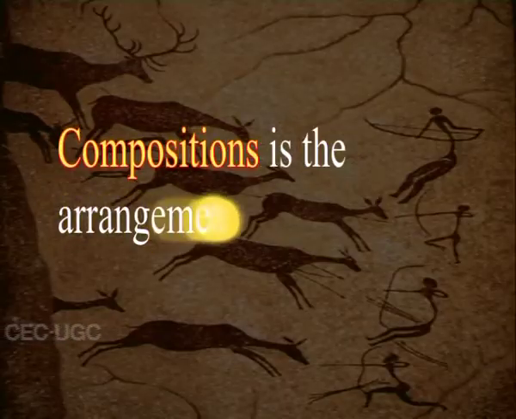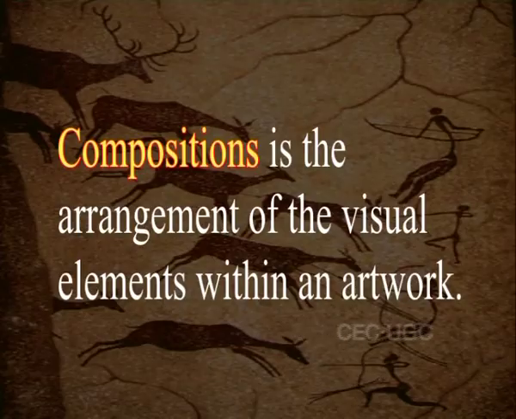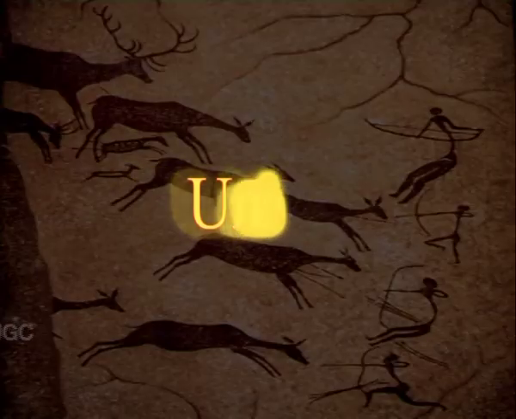Talking about the principles of art, we first need to talk about the term composition. Composition is the arrangement of visual elements within an artwork. All the visual elements come into play in a composition, but their usage is determined on the basis of the principles of art.